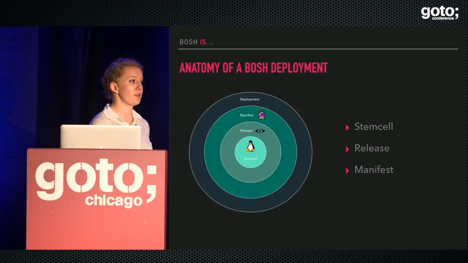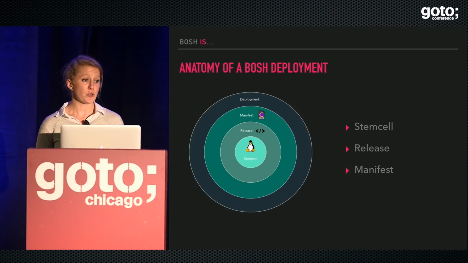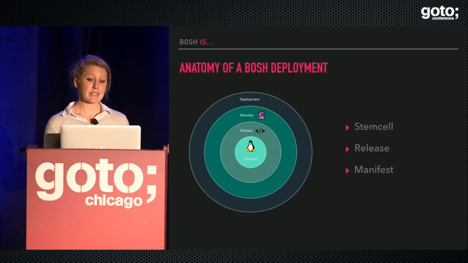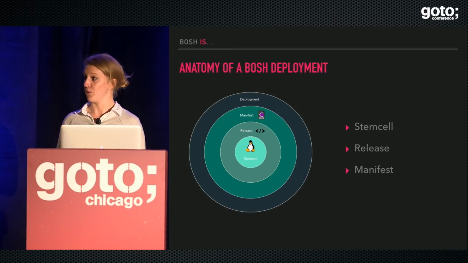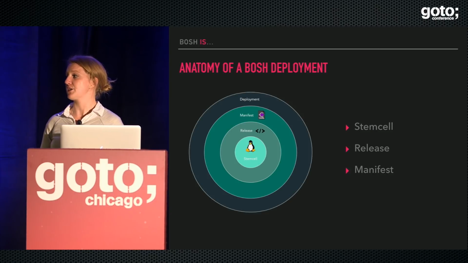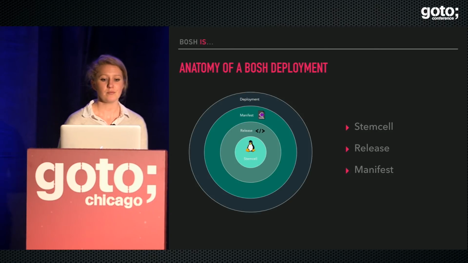That also means that in order to make an update to the system that BOSH is managing for you, all you have to do is change a value in a manifest and then issue the BOSH deploy command, and it'll roll out that change, again, in a rolling fashion so that you have 0 downtime.